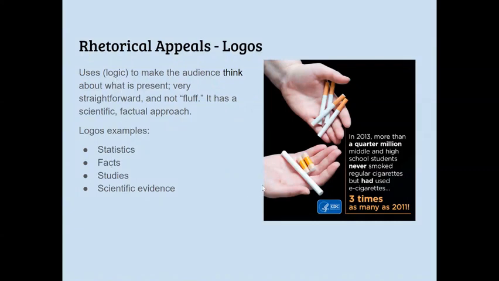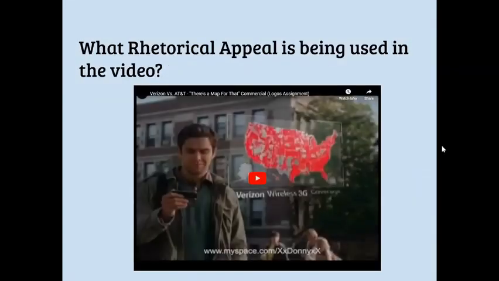So in the videos here, you can watch these on the actual links, but we're looking at different appeals in these videos. So for this one here, it's a Verizon commercial that clearly has a little map. This video is displaying logic because it is appealing to facts. It's got maps and graphs and charts. When you watch it, you'll be able to see that.